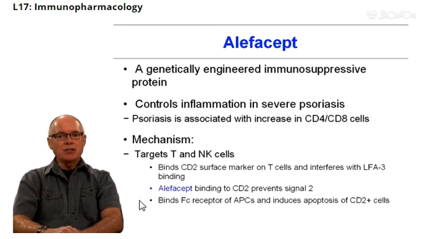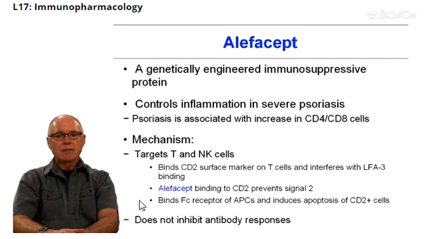Alefacept binds to the CD2 surface marker on T cells and interferes with the binding between T cells and antigen-presenting cells. In this way, it inhibits activation of T cells by inhibiting signal 2, the critical second step of the immune response that we discussed earlier. Alefacept targets T cells and NK cells, and it induces apoptosis of CD2 positive cells, thus reducing T cell numbers. This drug does not inhibit primary or secondary antibody responses to foreign antigens, suggesting that patients taking Alefacept are not at higher risk for infections.